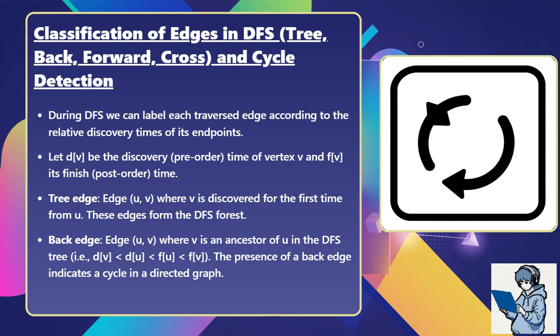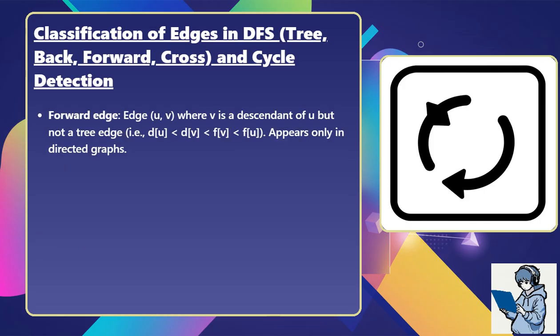Back edge, edge U to V where V is an ancestor of U in the depth-first search tree. That is D of V less than D of U less than F of U less than F of V. The presence of a back edge indicates a cycle in a directed graph. Forward edge, edge U to V where V is a descendant of U but not a tree edge. That is D of U less than D of V less than F of V less than F of U, appears only in directed graphs.